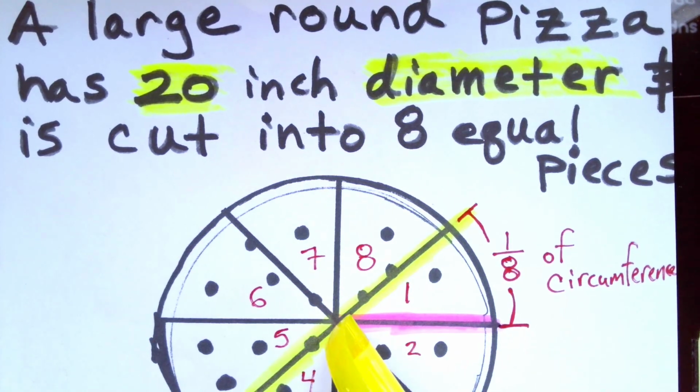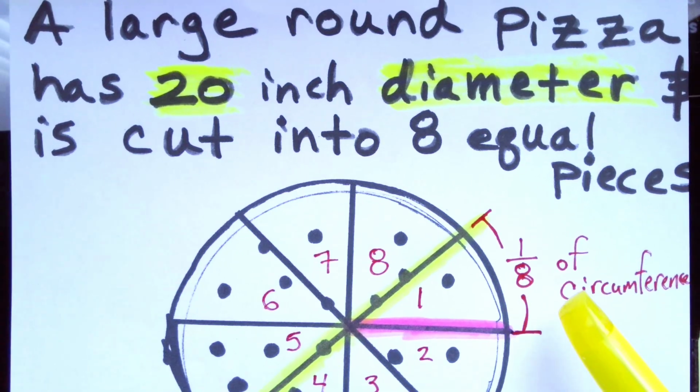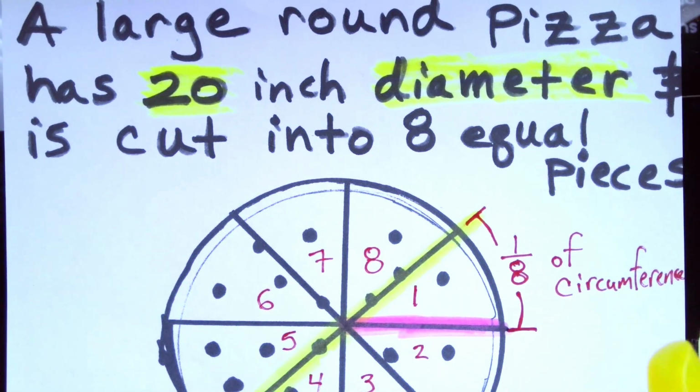So this radius side is 10, this value right here is 10, and then 1/8 of the circumference, which I'm going to go over in a second and review with you. If you add all those values together, you can find the perimeter of one slice of this pie.